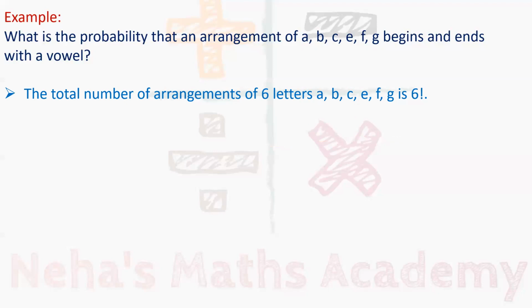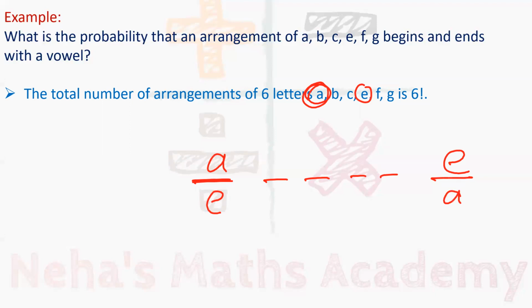That is our denominator. Now for the numerator, the arrangement should begin and end with a vowel. If the arrangement should begin with a vowel, let's count the vowels first. There are 2 vowels, A and E. So either A will come at the beginning or E will come. If A is coming at the beginning, E will come at the end, or if E is coming at the beginning, A will come at the end.